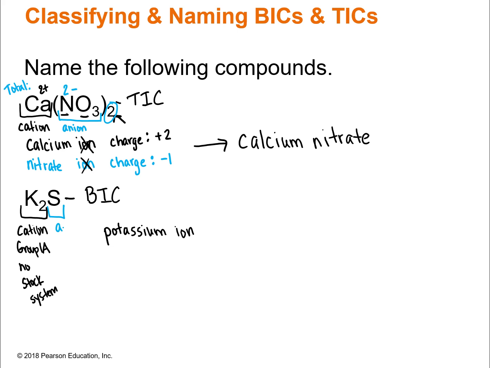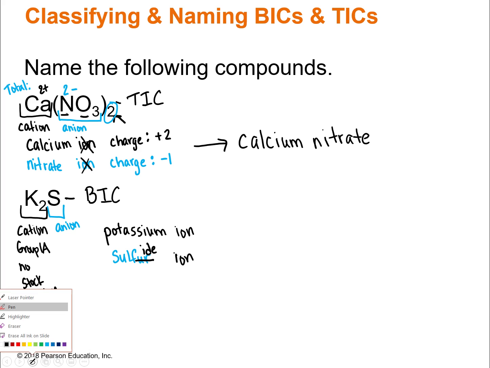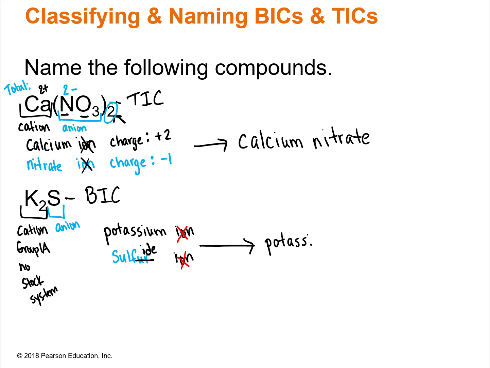Now we're going to look at the anion. That's an S for sulfur. We're going to keep the first syllable, get rid of everything else, and add IDE. So that's the sulfide ion. Get rid of the word ion. And you get potassium sulfide.